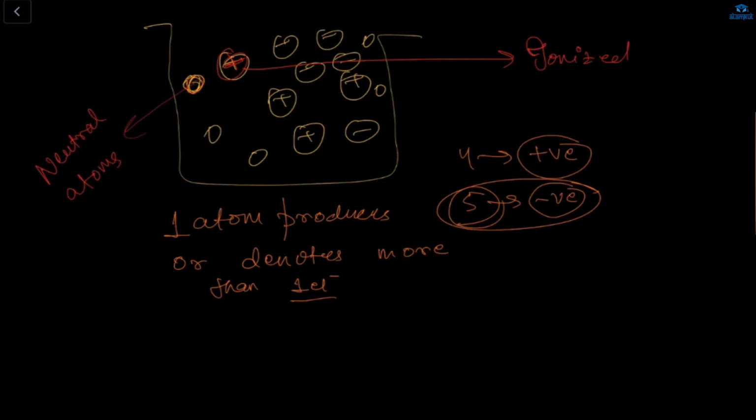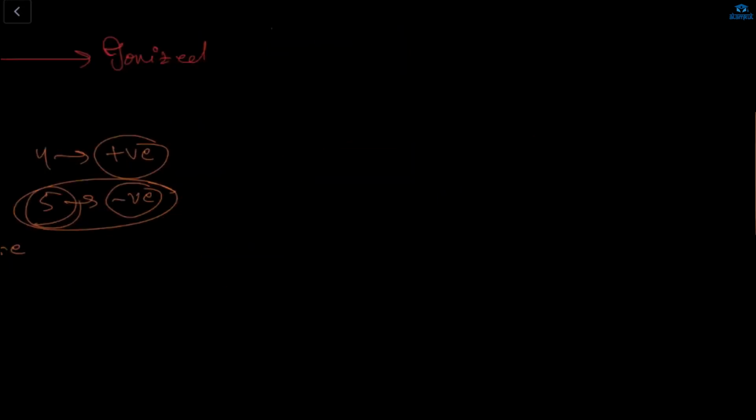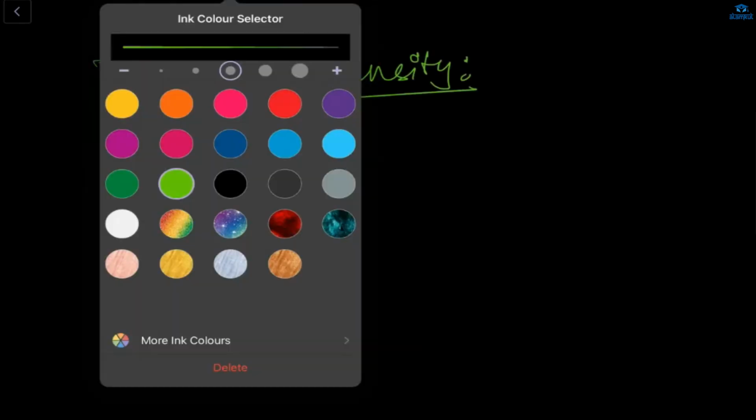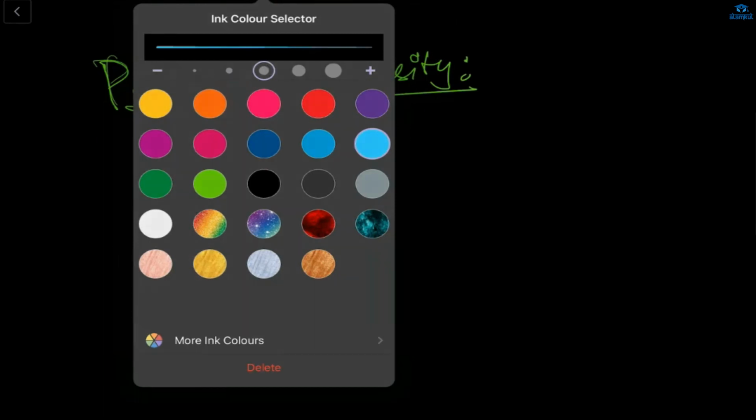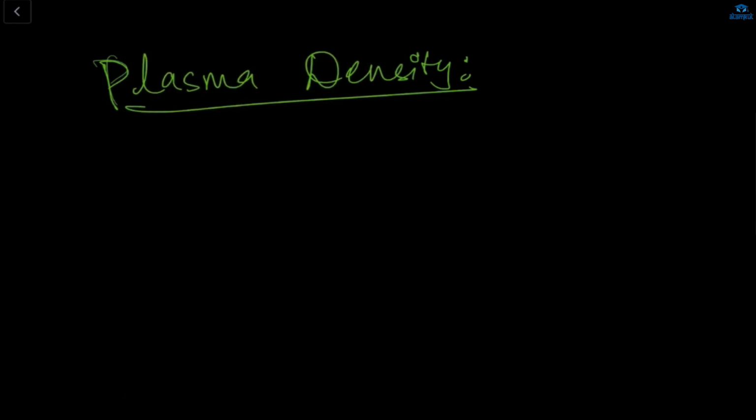Now let us learn some terms: plasma density and degree of ionization. What is plasma density? Anybody, any idea? Shazan, what is plasma density? Ma'am, it is the concentration of gas particles in the given volume of ionized gas. Plasma density is the number of free electrons per unit volume.